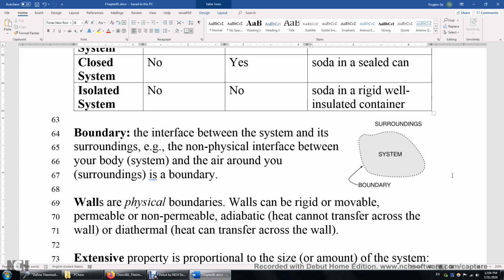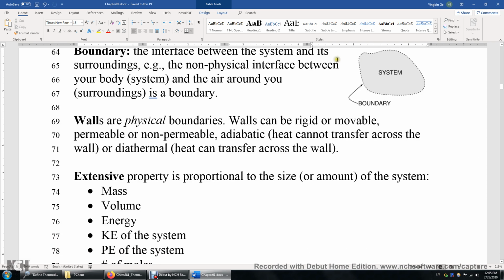A wall can be adiabatic or diathermal. Adiabatic means heat cannot transfer across the wall. Diathermal means heat can transfer. So to make an isolated system, you need a physical boundary that's adiabatic. So in short, you need an adiabatic wall.